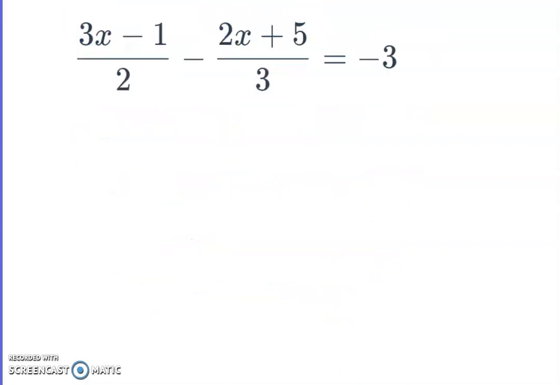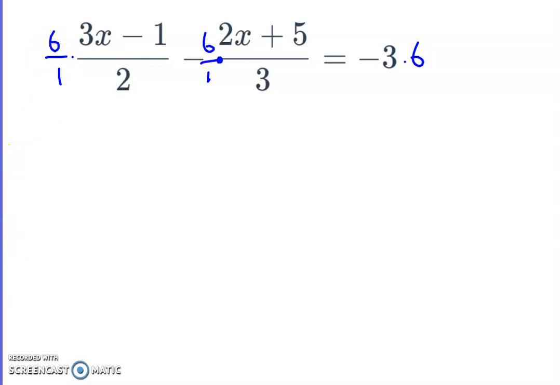Okay. So on this one, the denominators are 2 and 3. Well, what do 2 and 3 both go into? 6 again. So let's multiply each side by 6. I'm going to multiply that one by 6 here, so I'm going to multiply each of these other ones by 6. Be a little careful there.